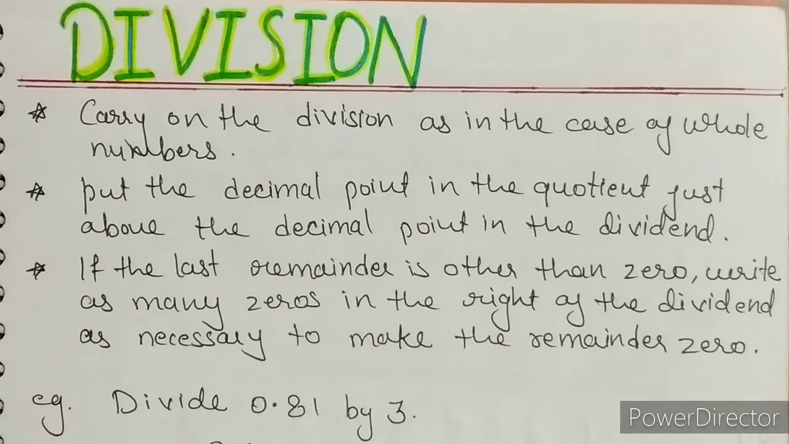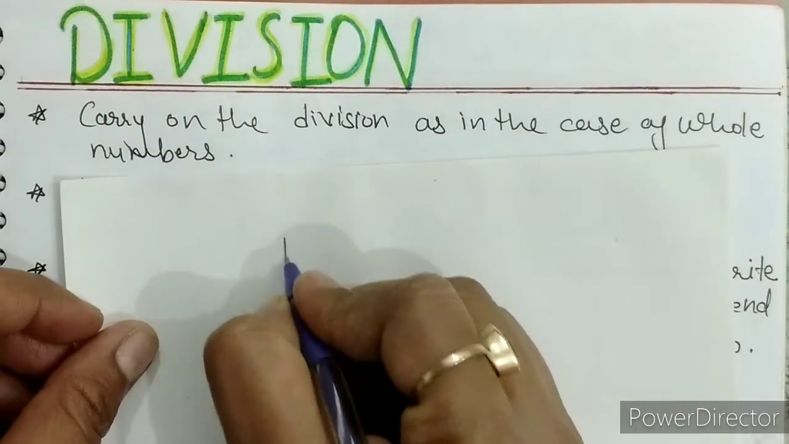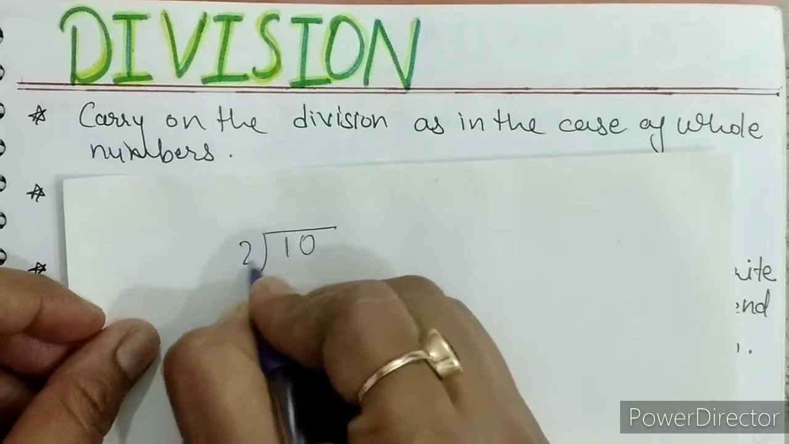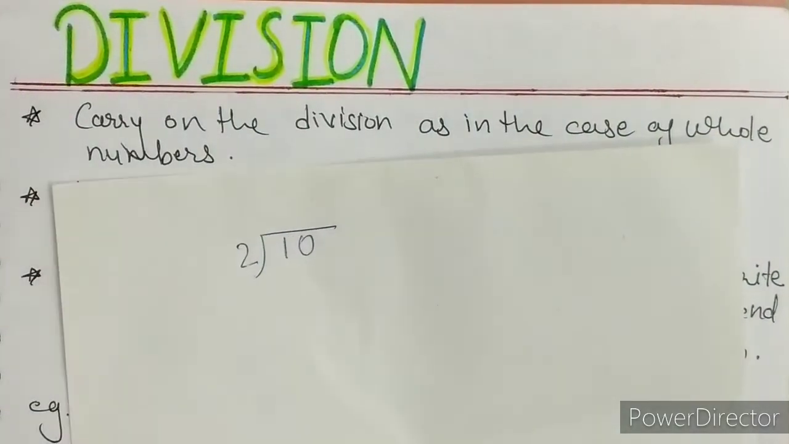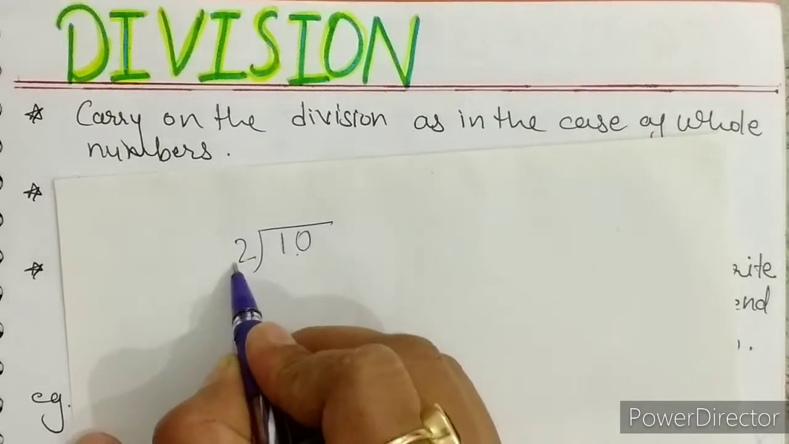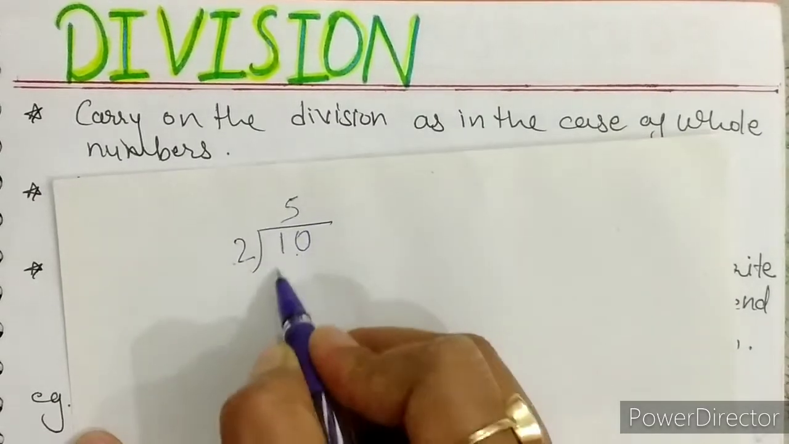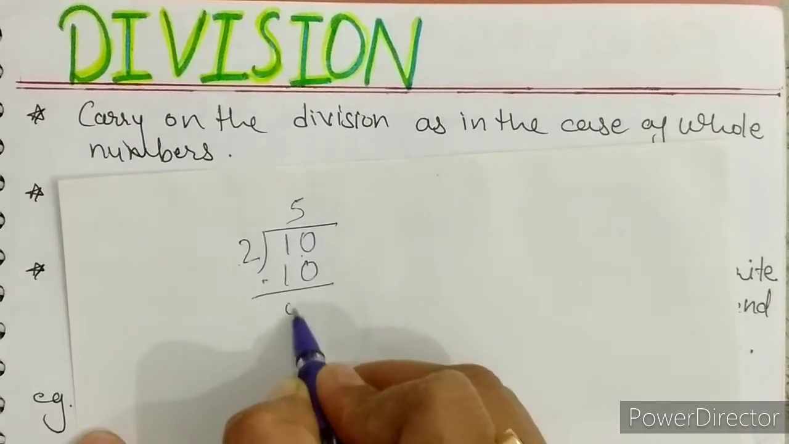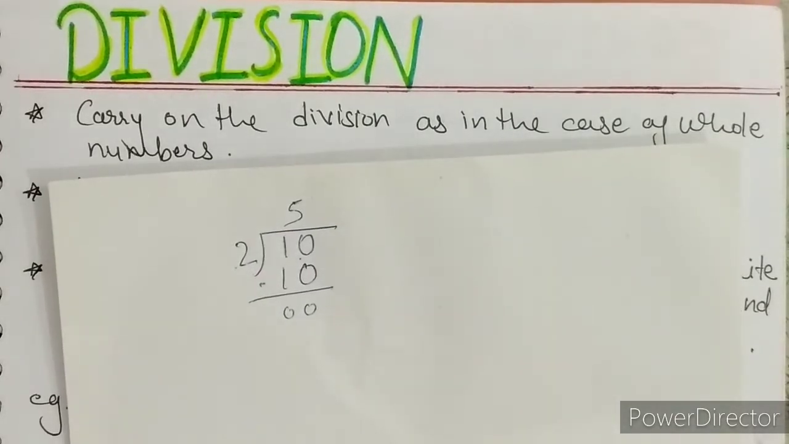For example, let us divide 10 by 2. In this case 10 is a whole number and 2 is also a whole number. So we are dividing 10 by 2. 2 fives are 10, minus, 0. In the same way you have to divide decimal numbers also.